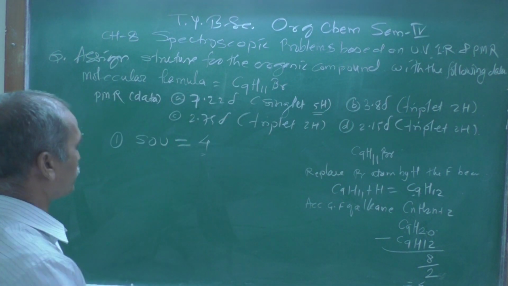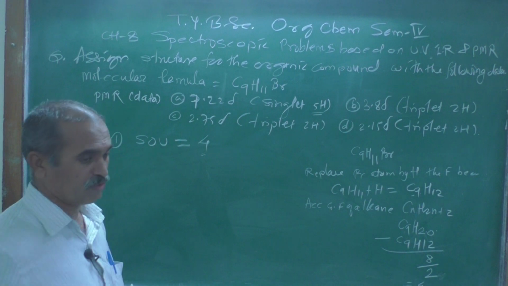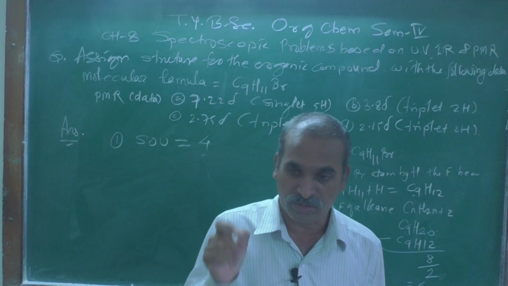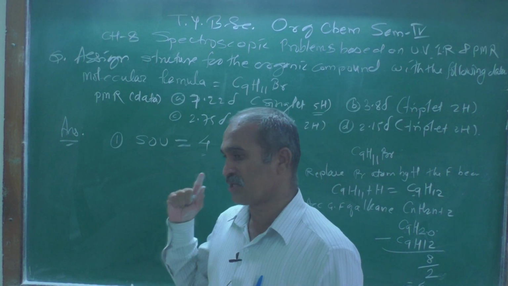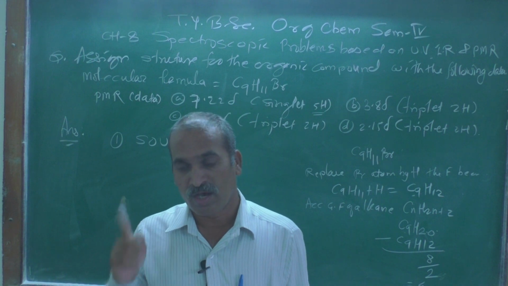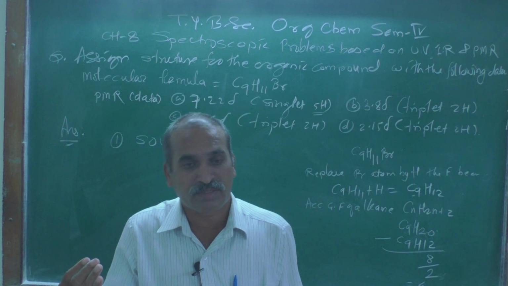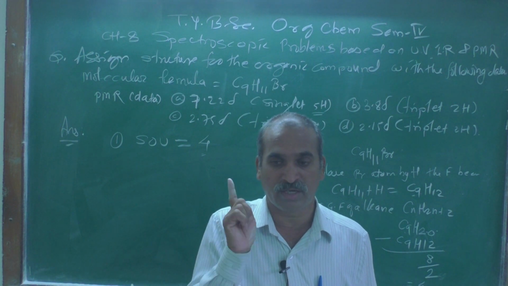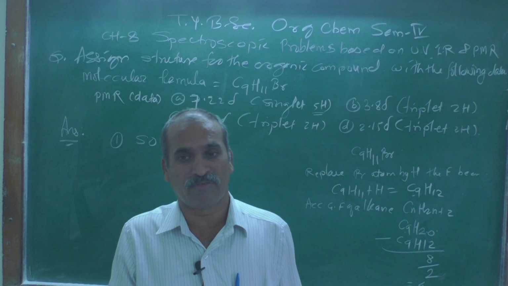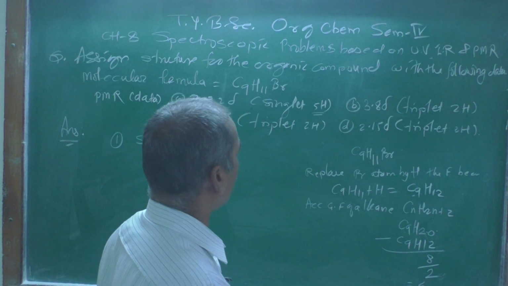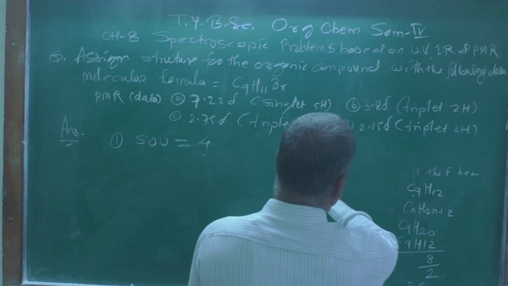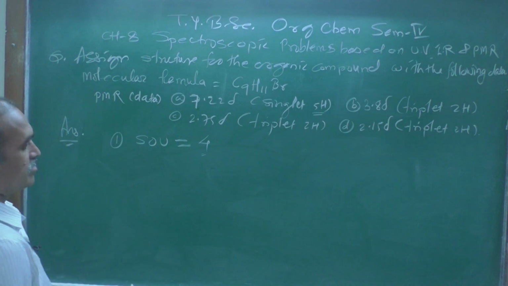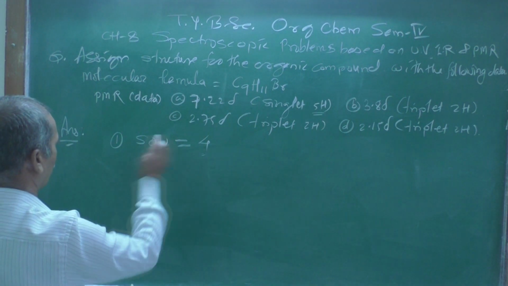Once you get 4 sites of unsaturation, keep on thinking. If the sites of unsaturation are 4 or more than 4, your next thought should always be whether the possibility of an aromatic compound exists. Now let's see: first point we already discussed, we got the sites of unsaturation as 4 in this case.